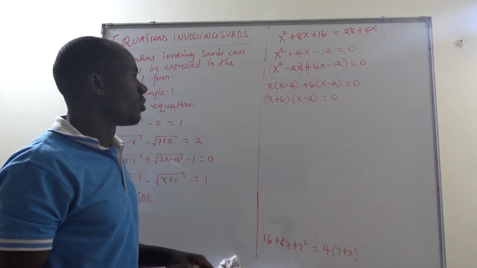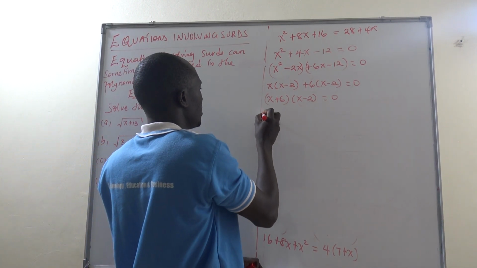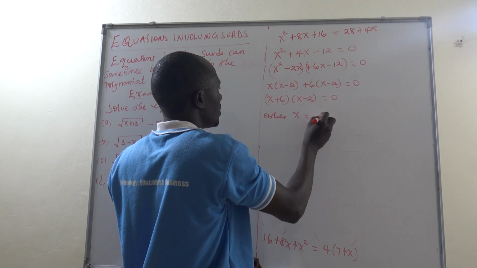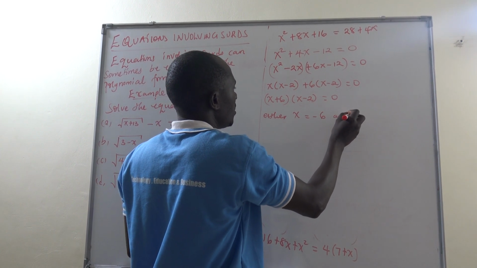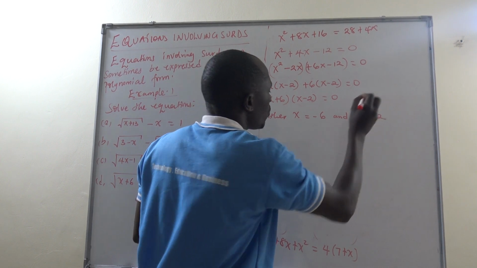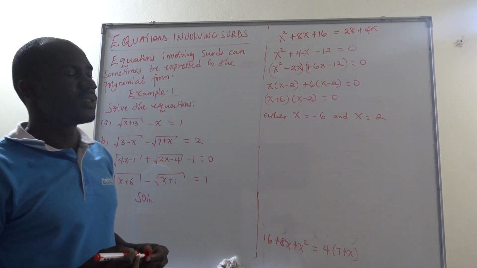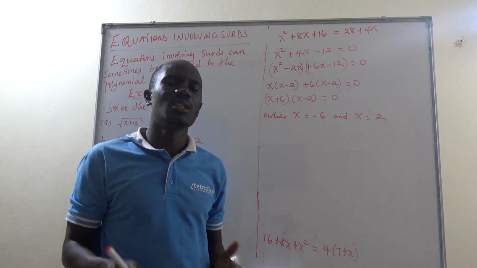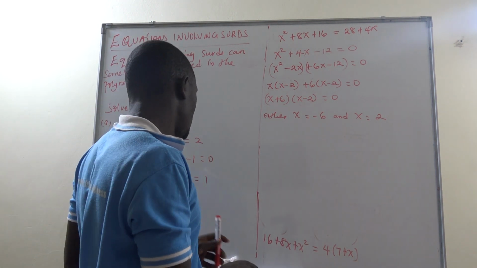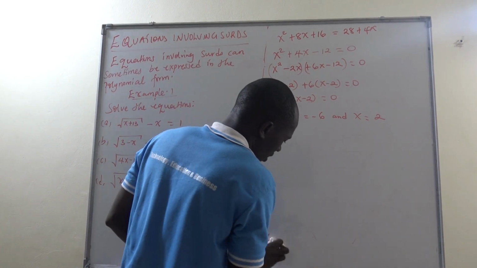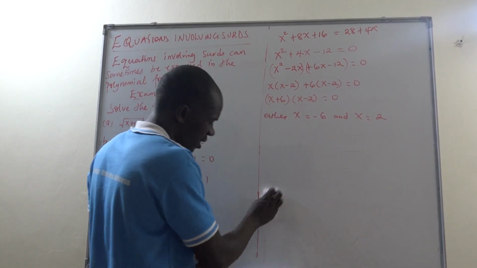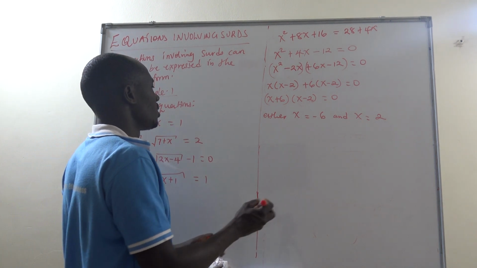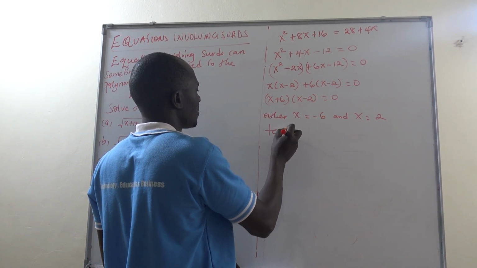So what we're going to do, we are going to have the values. That means either x equals negative 6 or x equals 2. So I've got two values of x. But this is not enough. I said go ahead and test for convenience. Test the one which is correct. If all of them are correct, then you are free to make your clear conclusion. We are now on testing.